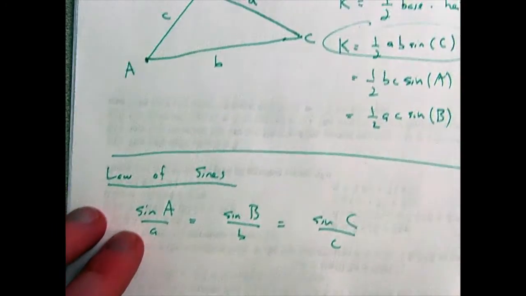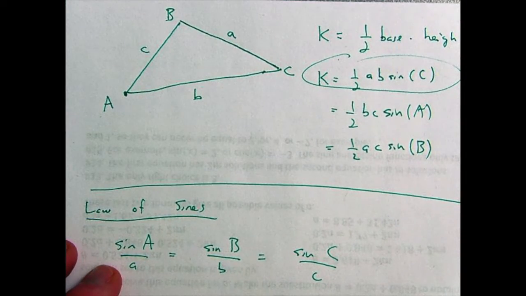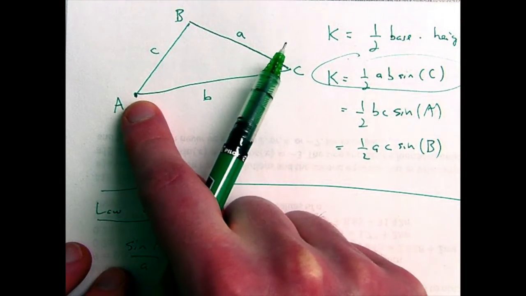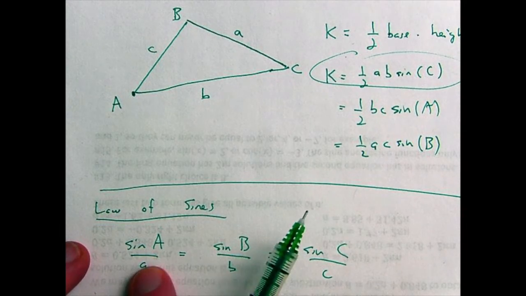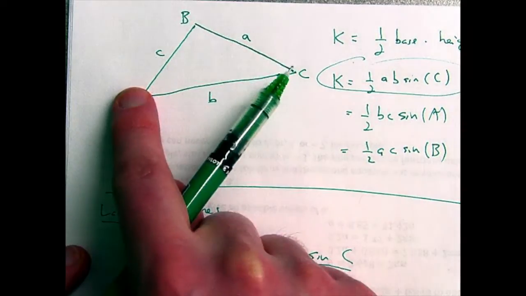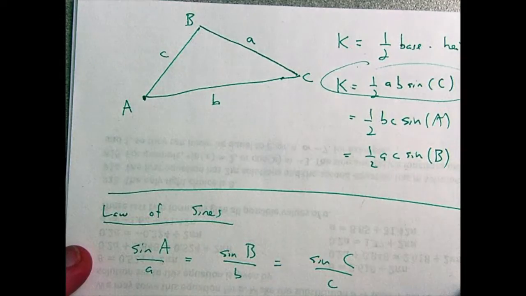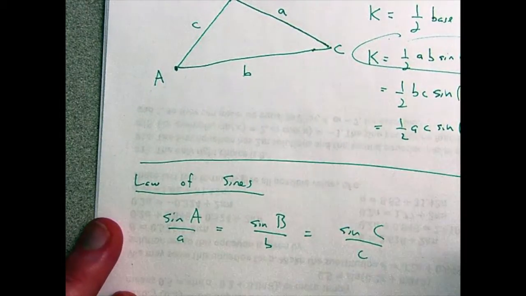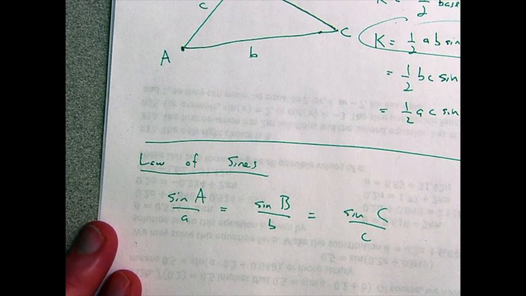What this basically says is that if you have any triangle, it doesn't have to be a right triangle, any triangle at all, if you take the sine of some angle and divide by the length of its opposite side, that ratio will be the same no matter what angle-side pair you choose. So sine A over little a, sine B over little b, sine C over little c, they're all the same. And you can use this information to solve triangles, as you kind of saw in the homework.